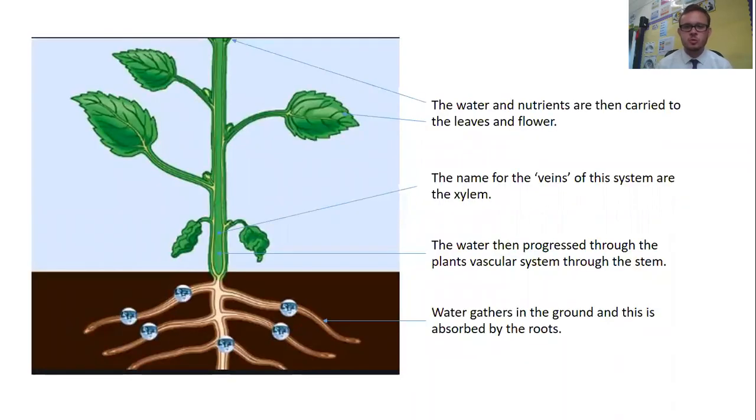So the water starts in the ground and is absorbed by the roots. The water then progresses through the plant's vascular system, through the stem, and inside the stem you've got the xylem, which are like the veins of the plant. This is then carried up through the stem towards the leaves and the flower, where it's very important that the leaves and flower receive that water so they can produce the energy and do their jobs for the life cycle of the plant.